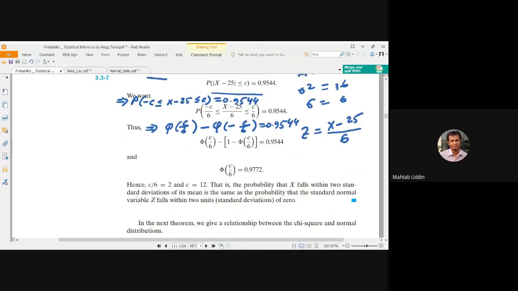Then phi of minus c by 6 is written as 1 minus phi of c by 6. Then actually 2 of phi c by 6, 1 will go there, 1.9544. So phi c by 6 is this, and from the table you will find this is the probability for 2. So c by 6 is 2, so c is 12. Do you understand?